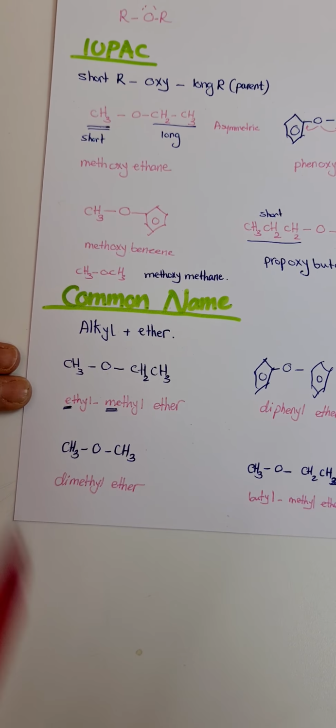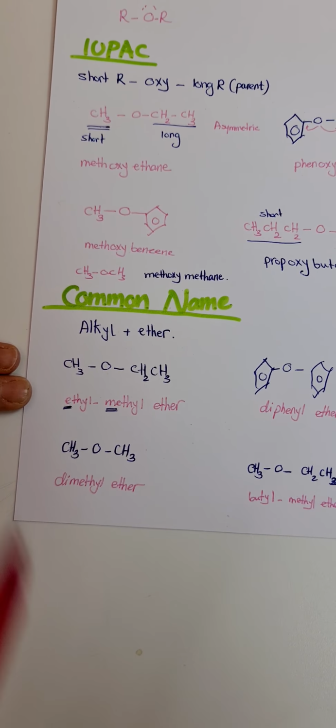What about the common name? The common name is that I name the alkyl, then I add the word ether. If I have two that are the same, I'll add the word di. So here they are different, so depending on the alphabetical order, it will be ethyl methyl ether. Here, depending on the alphabetical order, butyl methyl ether.